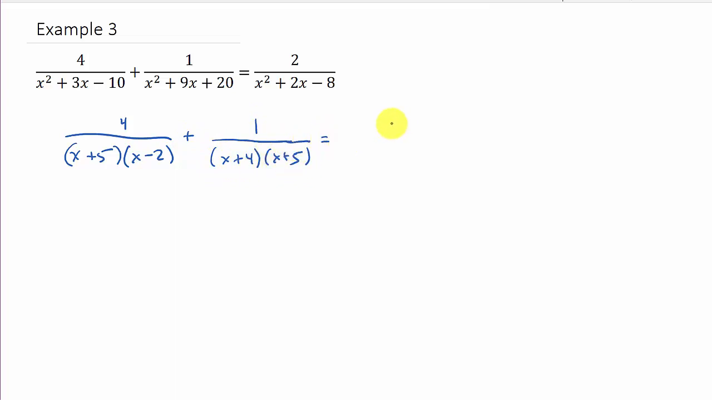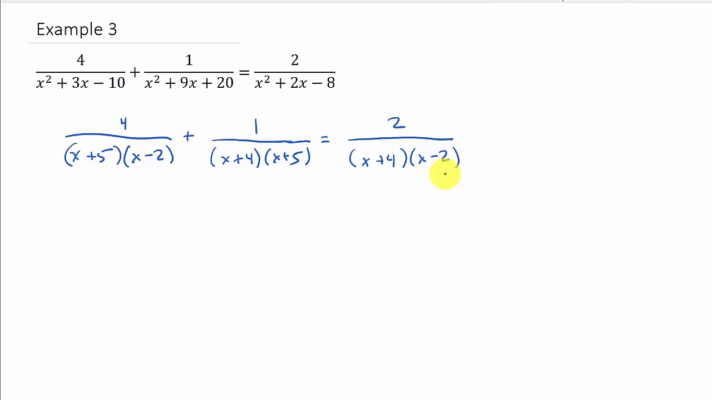And you should know how to factor. If you don't, you need to figure it out, because you won't be able to work the problems. I've got a lot of videos on factoring. Check those out if you need to. All right, so now we've got it factored.